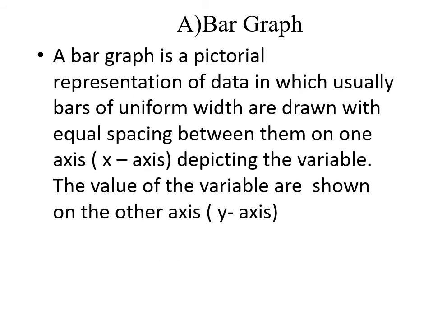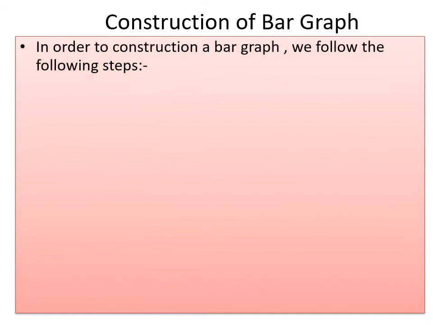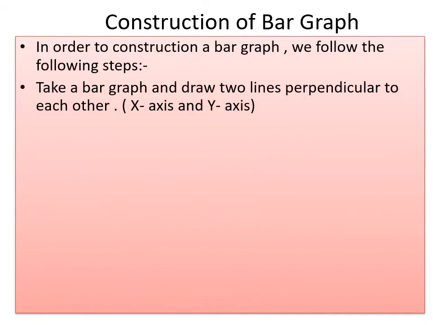Now a bar graph is a pictorial representation of data in which usually bars of uniform width are drawn with equal spacing between them on one axis, that is the x-axis, the horizontal axis depicting the variable, and the values of the variable are shown on the other axis, that is the vertical axis, known as the y-axis, and the height of the bars depends upon the value of the variable. Now how to construct the bar graph? The construction of a bar graph gives you a clear pictorial representation and a clear idea about the data.